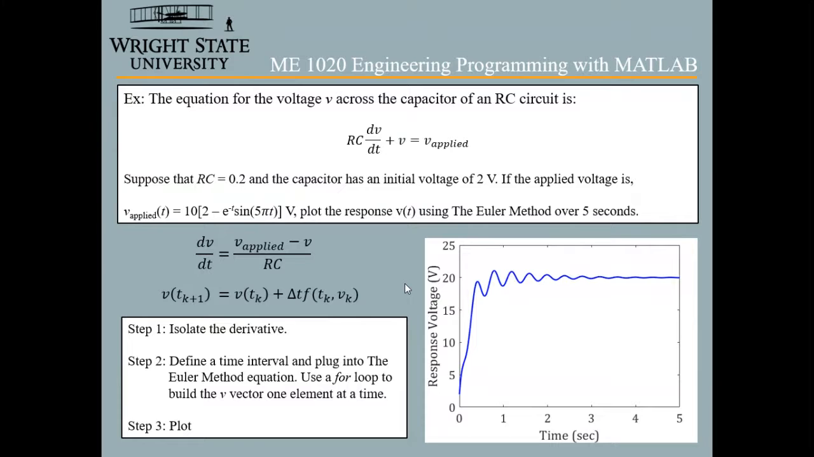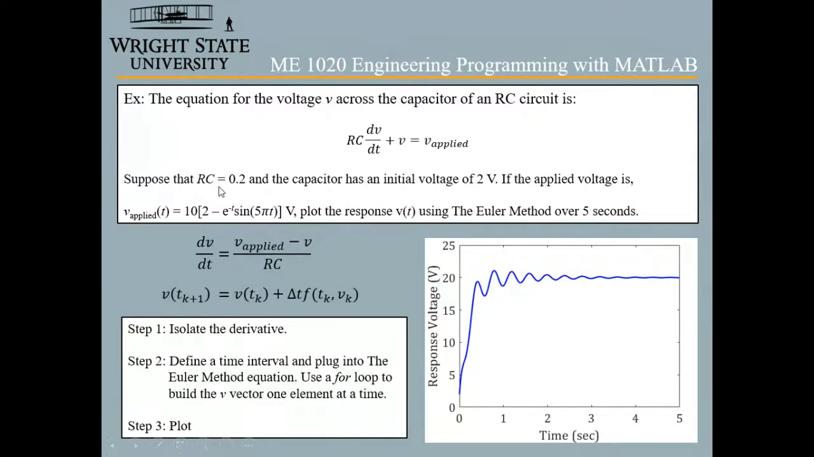I have an RC circuit. This circuit is defined by RC dV/dt plus V, where V is voltage. So the derivative of voltage times RC, plus the voltage itself, is equal to the applied voltage. You would just have a circuit and come up with this equation using the circuit. I think you probably use Kirchhoff's voltage law or whatever.